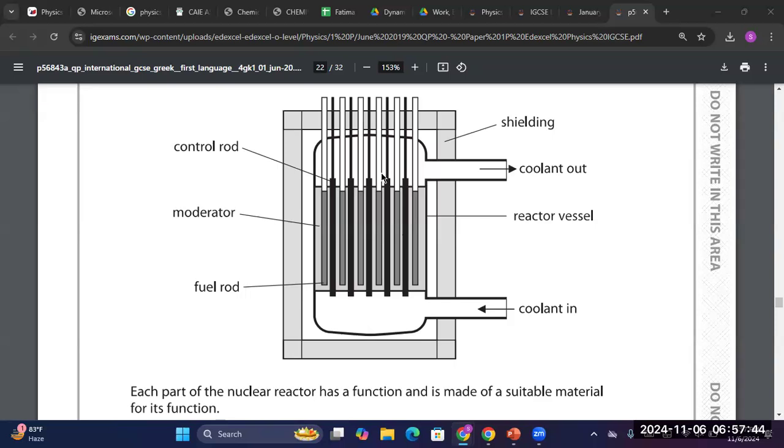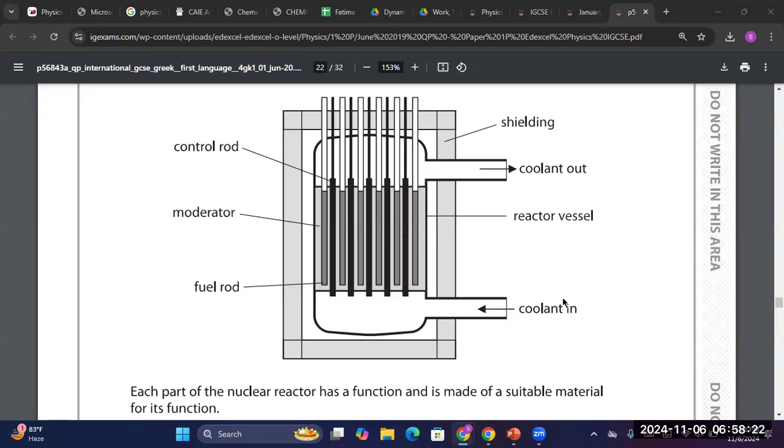We have a control rod, we have shielding. Shielding is obviously acting like a shield, protecting us from any harmful radiation. Then over here we have a control rod, a moderator, a fuel rod, and then we have our coolant system.